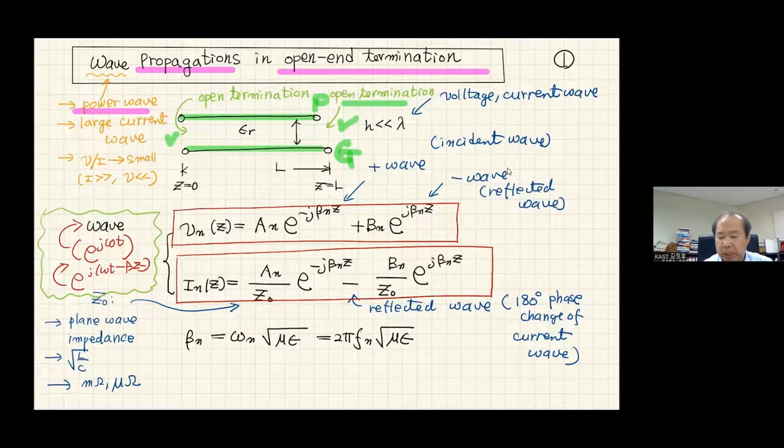I also assume that the cross-section, the height of these lines, is much smaller than the wavelength. That is true, especially for power and ground planes, because to reduce the impedance, we have to make very thin structures. That's why we can define voltage and current waves. In order to define voltage and current, the cross-section of your power and ground plane should be very, very small. And that is true, because in order to have very low voltage drop in a power distribution network, we have to have very low impedance. In order to achieve low impedance, we have to have a very thin dielectric layer between the power and ground planes.